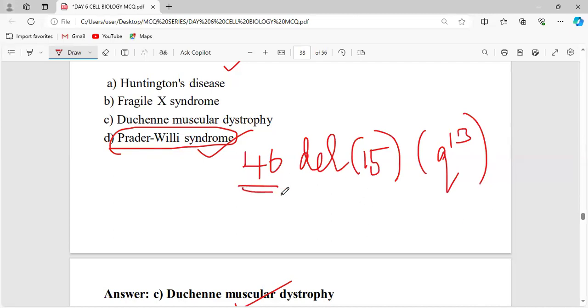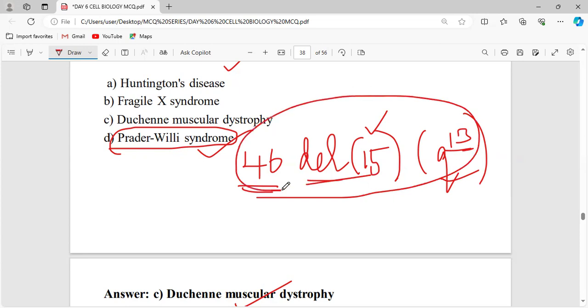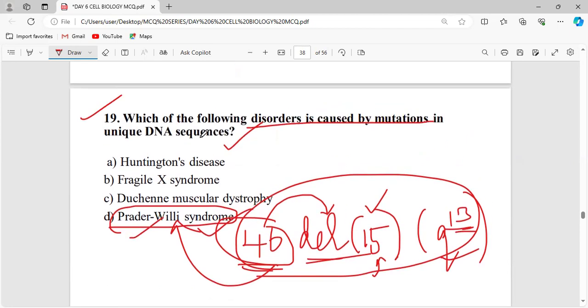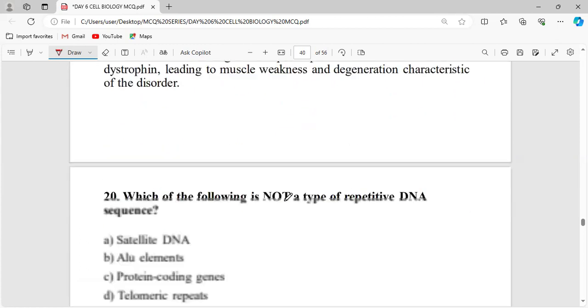We have 46 chromosomes, and in the 15th chromosome, particularly the long arm at the 13th region, we can find the deletion. This condition results in the Prader-Willi syndrome. Clear? Kindly make a note of it. The type of chromosomal aberration is deletion in the 15th chromosome in the region of the long arm, 13th region. This is why the condition results in Prader-Willi syndrome. And when it comes to the mutation in unique DNA sequence, it results in muscular dystrophy.